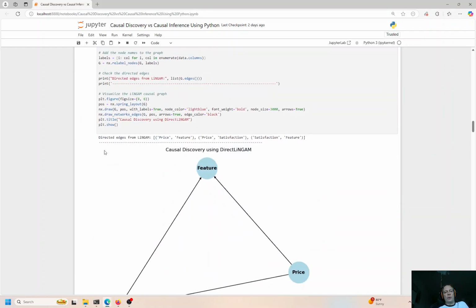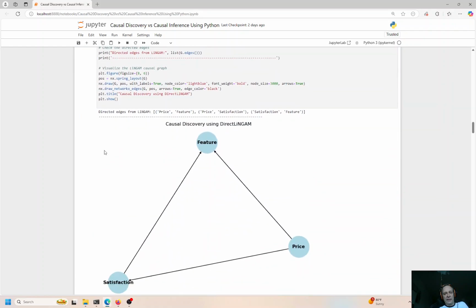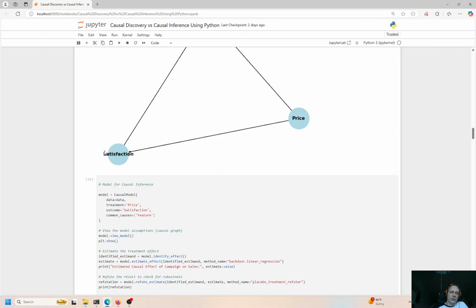So we're plotting and charting the results again. We can see a relationship between price and feature and price and satisfaction, and there's a relationship between satisfaction and feature. Okay, so we know what these relationships are for the causal discovery exercise. Now we can go ahead and do the causal inference, and we'll set up the model with the data, just like before. The treatment is going to be the price. The outcome is satisfaction. Hopefully that makes sense.